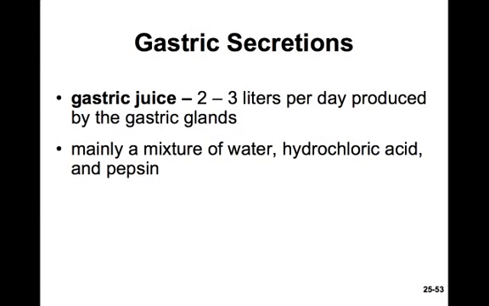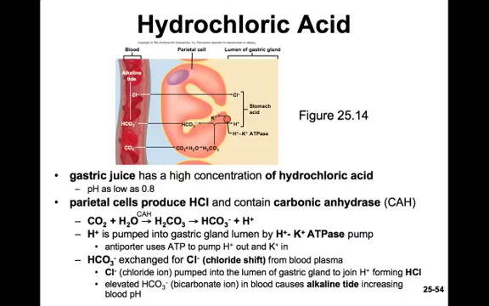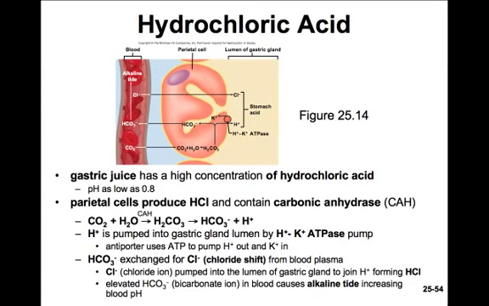We produce about 2 to 3 liters of gastric juice each day, which is mainly a mixture of water, hydrochloric acid, and pepsin. The gastric juice has a lot of hydrochloric acid in it and can produce a pH as low as 0.8, so less than 1. Very acidic. The parietal cells produce the hydrochloric acid.